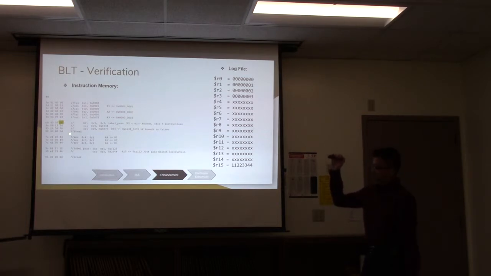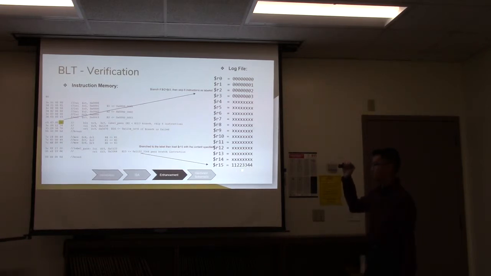For the verification, we have R1 to R3 initialized with 1, 2, 3 respectively. And of course, with the BLT, the branch less than instruction, we have R2 being compared with R3, and obviously 2 is less than 3, therefore it is going to skip 6 instructions, which is highlighted right here. And since R9, R1, R2, and R3 are never being written to, that's why they have all Xs. And it'll go straight to the label, which is right here, where we initialize the value in R15, therefore that's why we have this hex value written there. And therefore the instruction is verified.